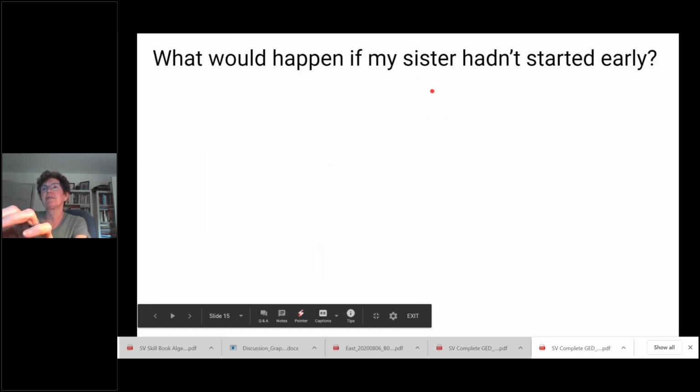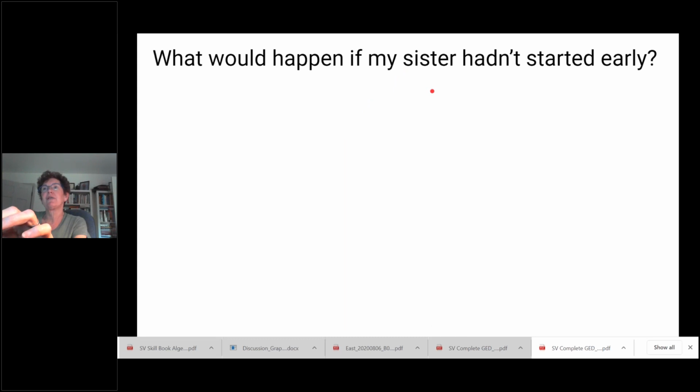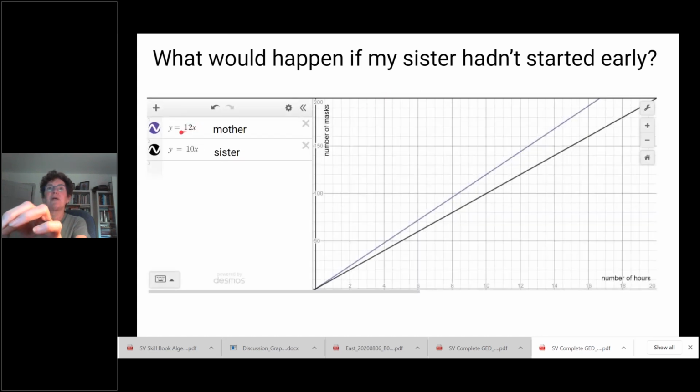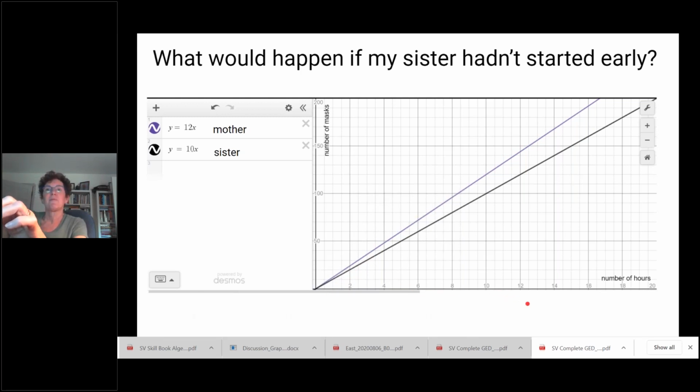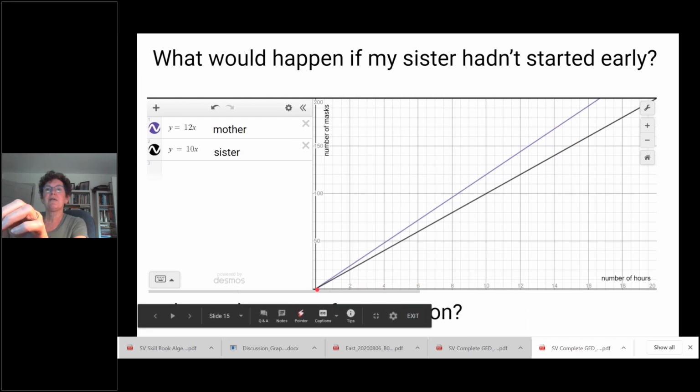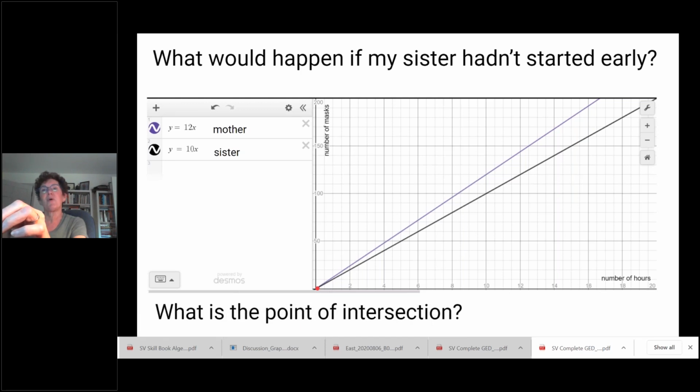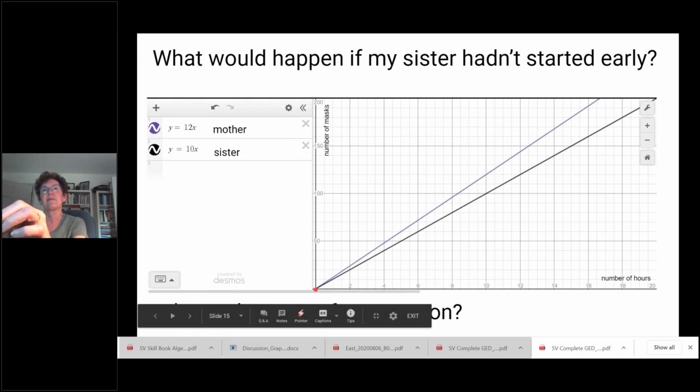What would happen if my sister hadn't started early? If she had just started at the same time as my mother and didn't have 5 mask lead? Then the equation would be y equals 12x for my mother and y equals 10x for my sister. So here's my mother's line, and here's my sister's line. Where is the point of intersection? It's right here at 0, 0. That's the only time that they both have made the same number of masks.